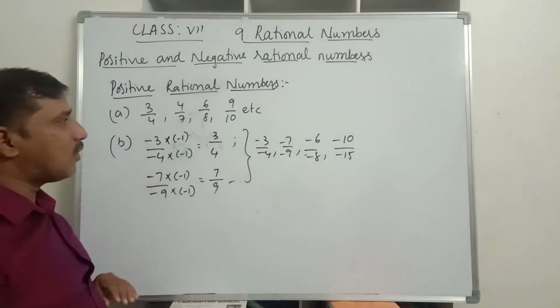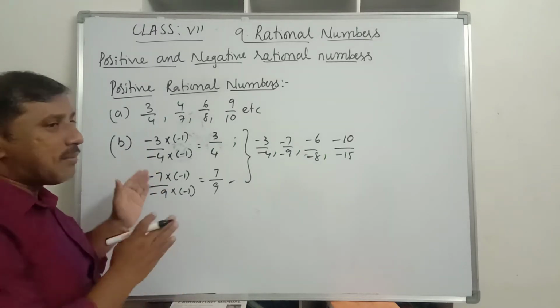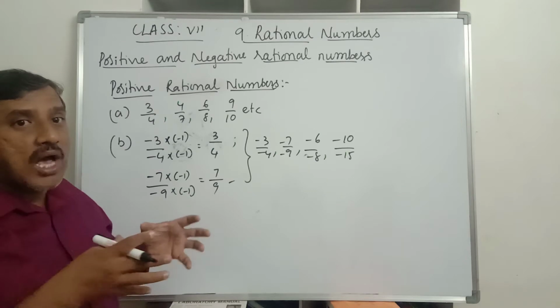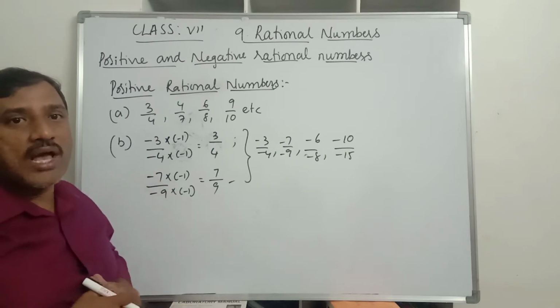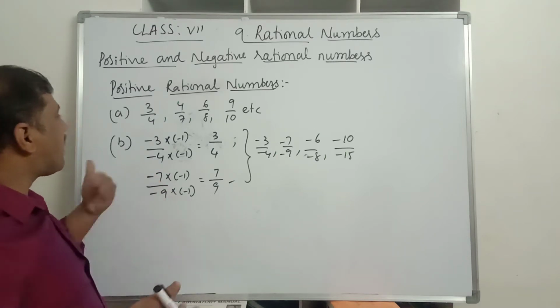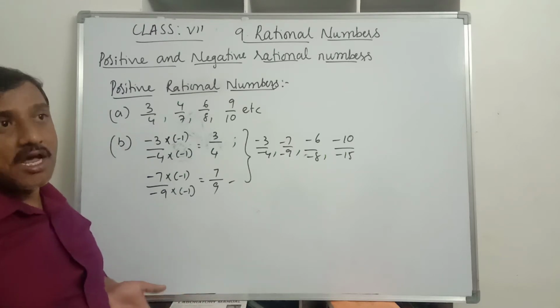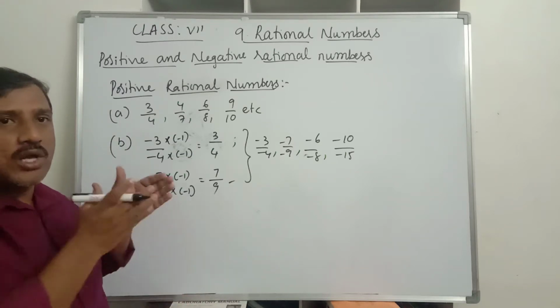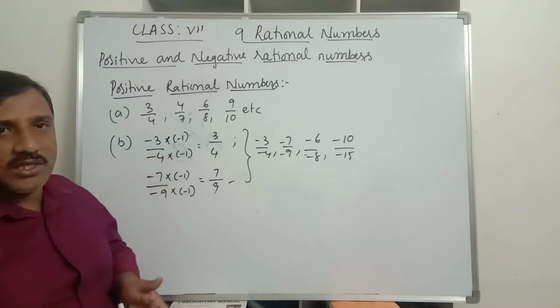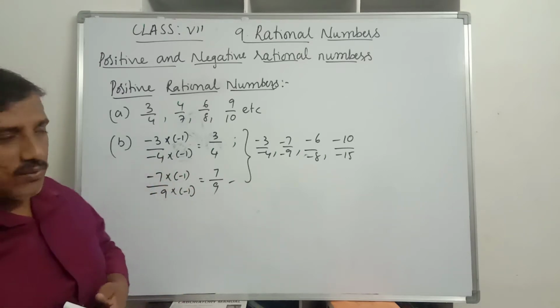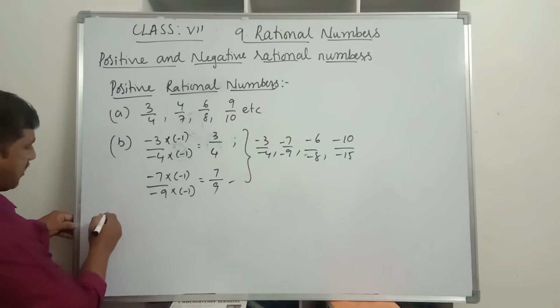So what we can conclude is that both the numerator and denominator should have the same sign. Then we can say that those rational numbers are positive rational numbers. Both numerator and denominator should have the same sign, that is, both should be positive or both should be negative. Then what are negative rational numbers?